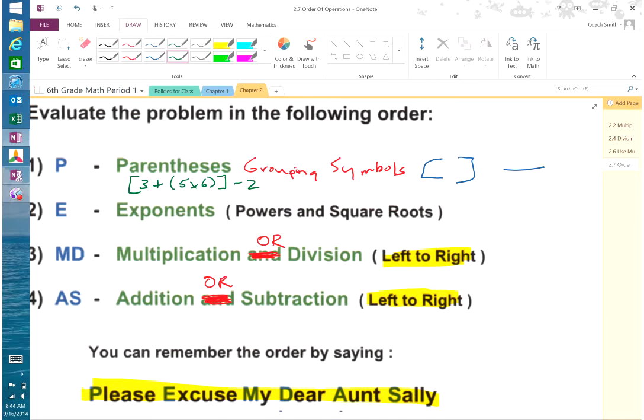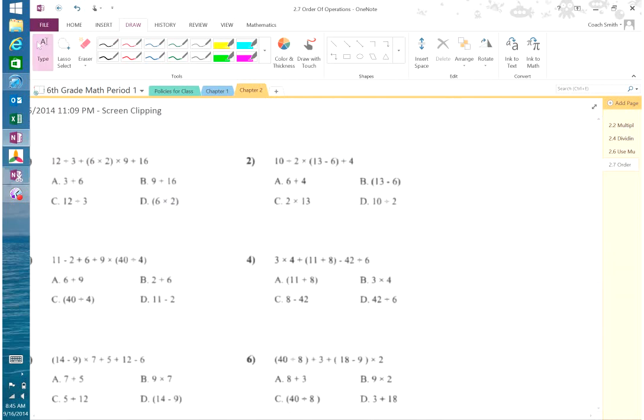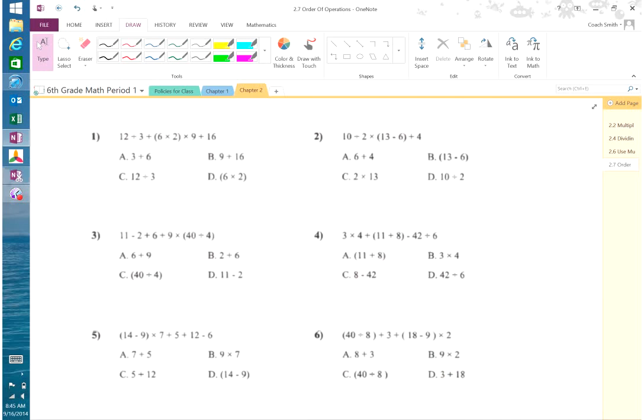So, there's our order. Parentheses are grouping symbols. Exponents are something raised to a power or a square root. An example of a power is obviously like 2 to the third, and a square root would be like this. That's what powers are and that's what square roots are. Obviously you know what multiplication or division looks like, or add or subtract. So I want you to go down in your packet. Go ahead and go to page 2, at the top.